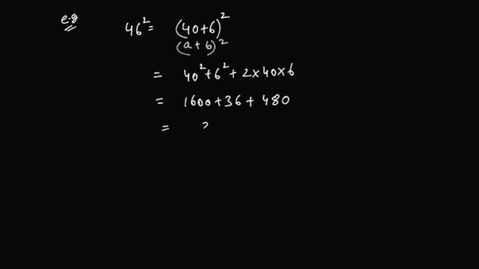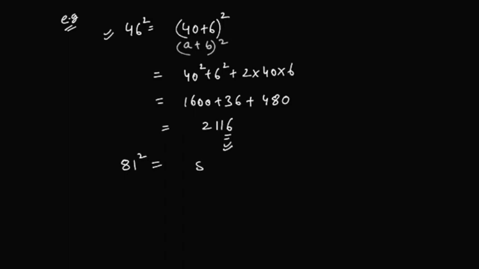Clear? Now, after adding this, we will get 2116 as our final result. It means that 46 square is 2116. See how easy it was to find the square of any number? So now let us take another example, 81.